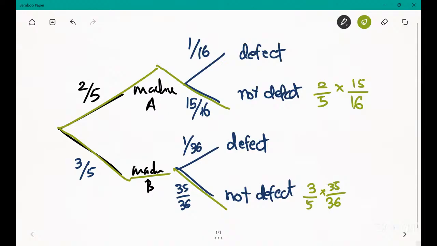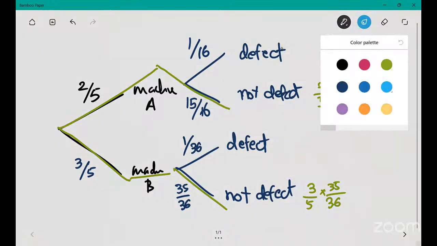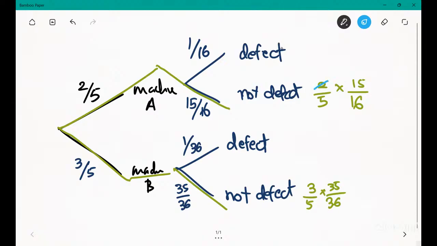So then now you can simplify these. So let's simplify. So here 2 divided by 2 is 1, 16 divided by 2, 8, 5 divided by 5 is 1, 15 divided by 5 is 3. And then you'll get your answer as 3 over 8 here. And here down also you can simplify 3 divided by 3, 1, 36 divided by 3, 12. 35 divided by 5, 7, 5 divided by 5, 1. And then you'll have here remaining 7 over 12.